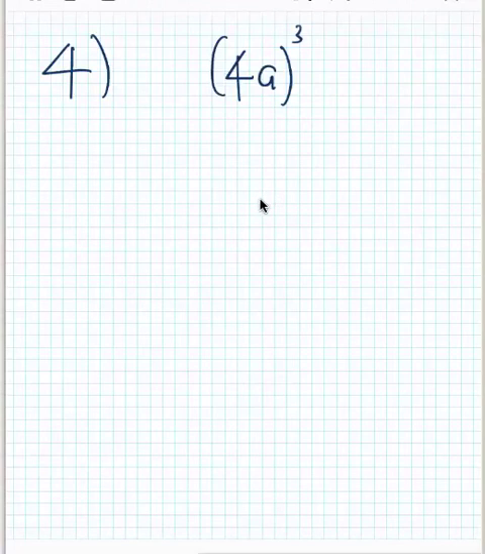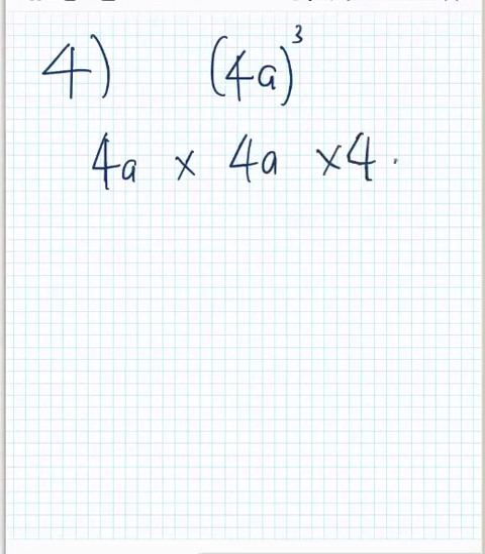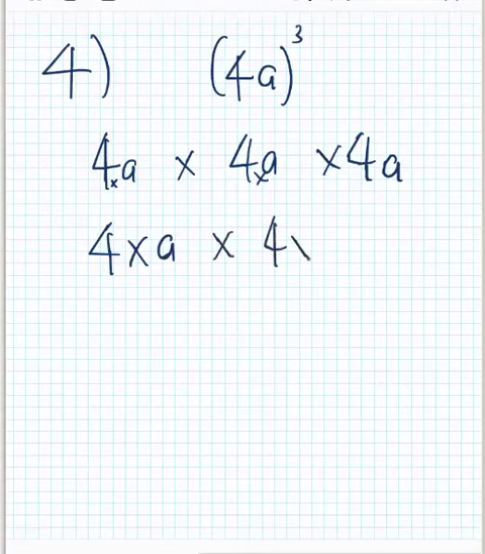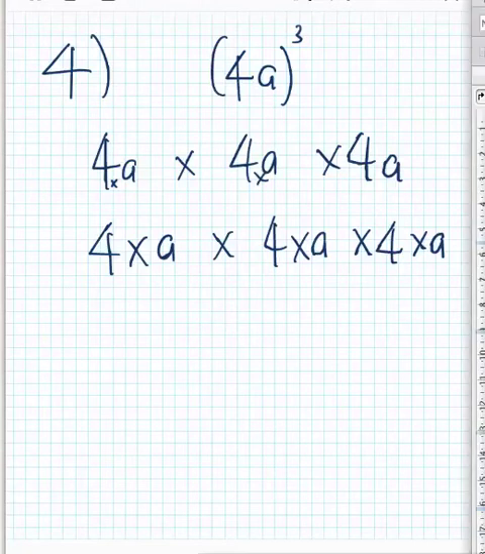Now, question 4 is a multiple choice question, and it asks you how we can write this in a different way. So we know to the power of 3 is saying 4a times 4a times 4a, 3 times. That's all it's saying. And we know there's also an invisible times in between the 4 and a. So we could also write it like this: 4 times a times 4 times a times 4 times a. It's exactly the same thing. There's multiplication everywhere.